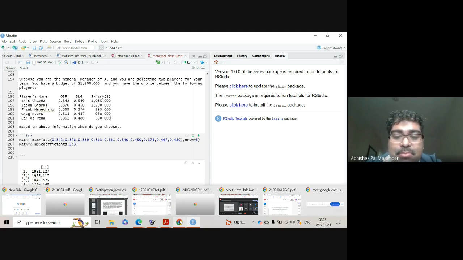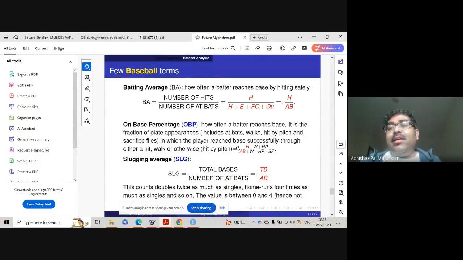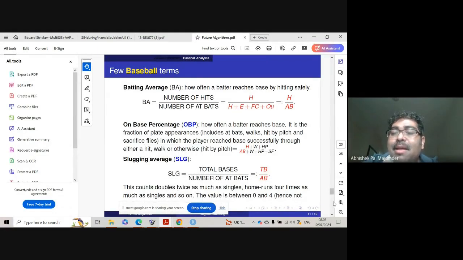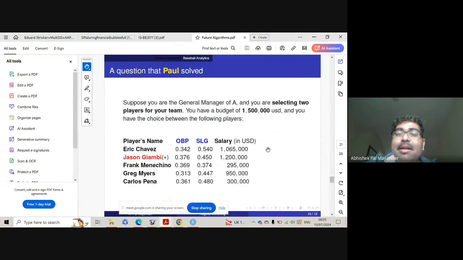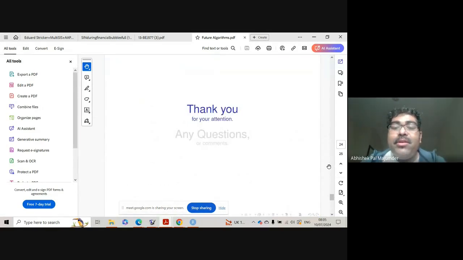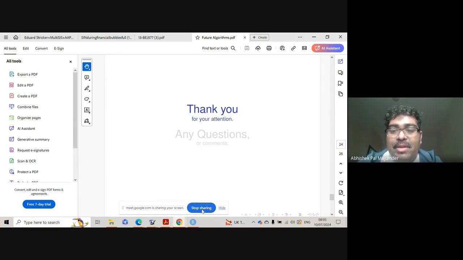And that is precisely the point that I'm trying to make: using simple linear regression, you can make an efficient selection of players based on the data that you have. That is precisely what sabermetrics is, and that is exactly what Paul did. I'll stop here, and I'll take any question that you may have.